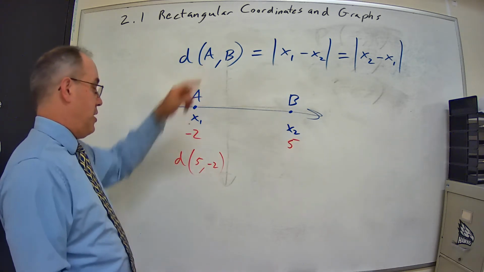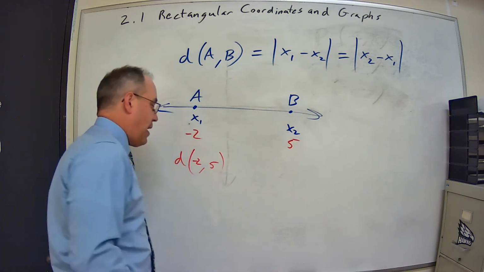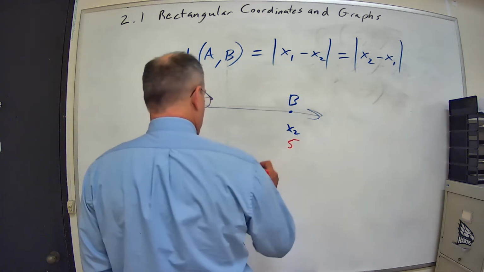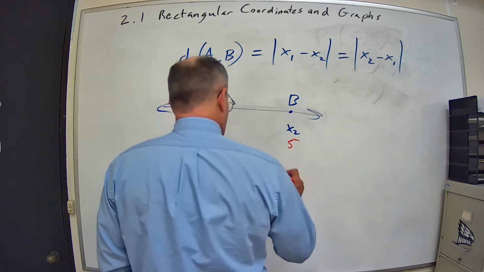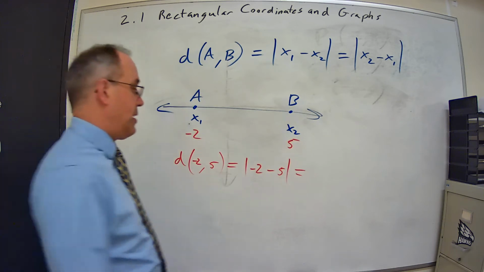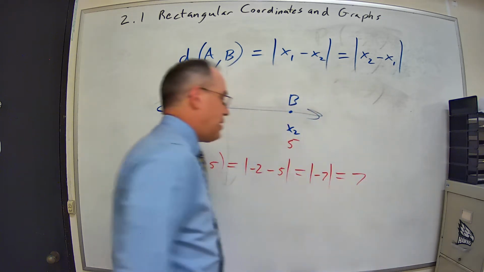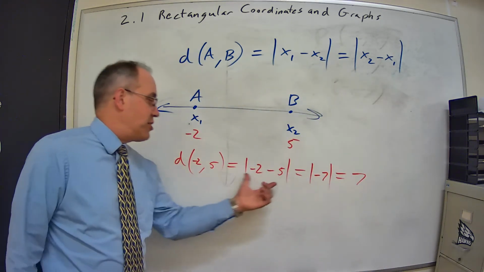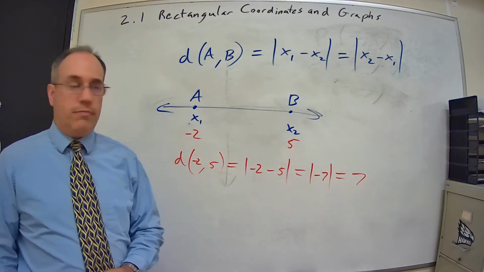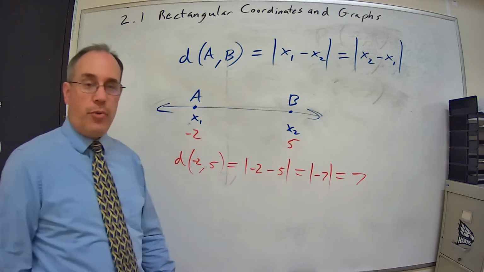actually, since I had said A and B, let's just change the order of that. Negative 2 and 5 is equal to, it doesn't matter, I can take whichever one. So I'm going to say the absolute value of negative 2 minus 5. Negative 2 minus 5 is negative 7. Absolute value of negative 7, which is equal to 7. So the distance between it is just the difference between the two values without the sign. And that's how simple it is to find the distance on the number line.